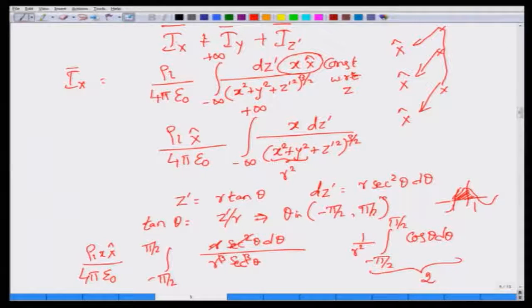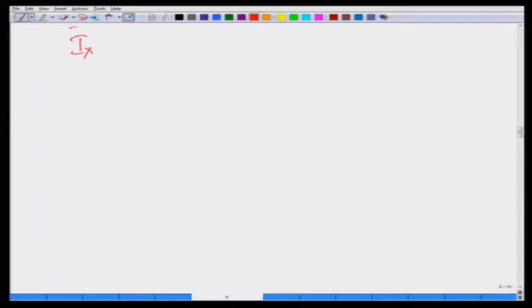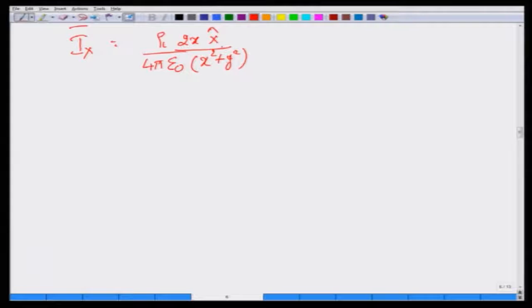So the result of all this for Ix, let me write down the value of Ix in the next slide. So Ix is actually given by rho L by 4 pi epsilon 0, there is an r square in the denominator, and in the numerator I get 2x x hat. Okay. And what is r square? R square is nothing but x square plus y square.